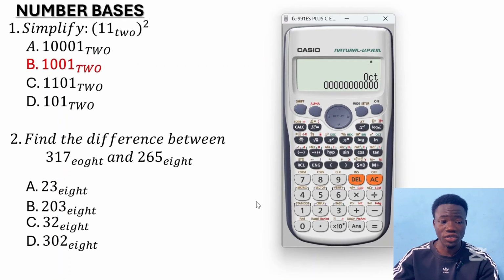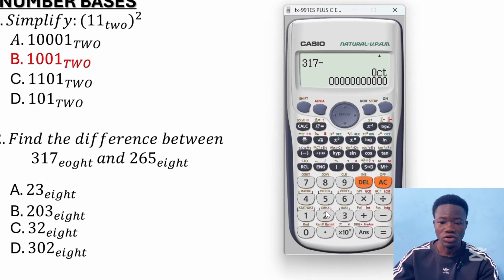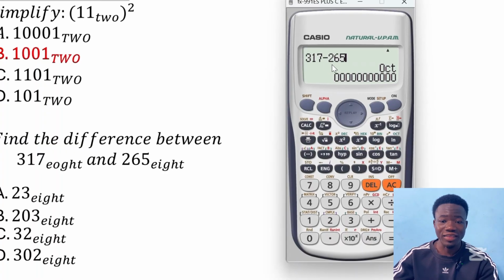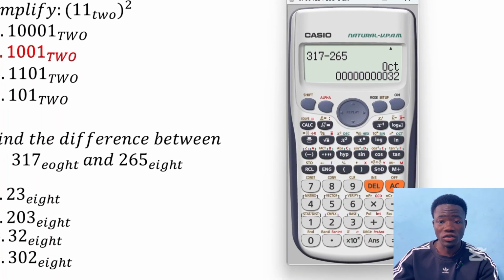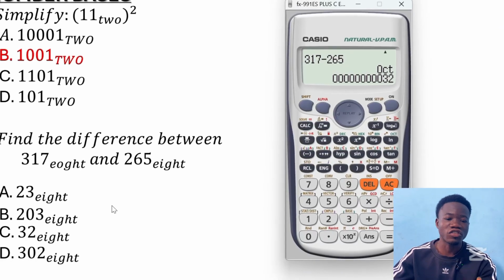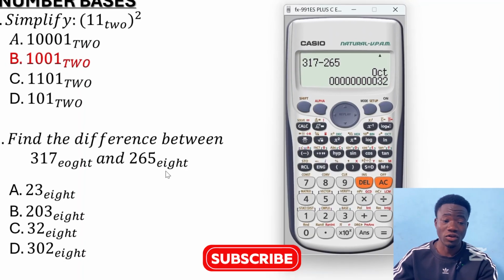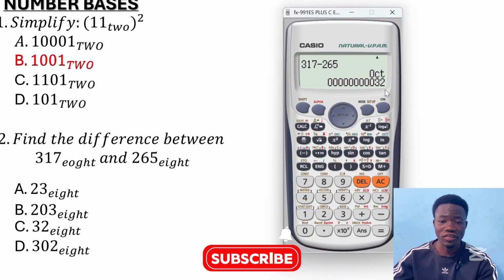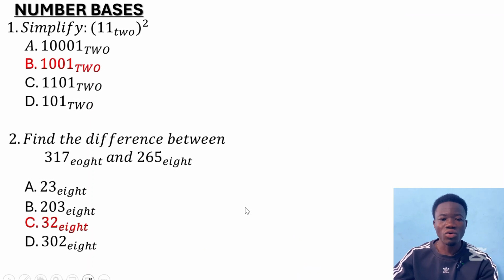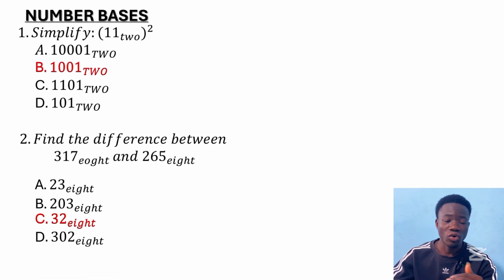You just quickly come and subtract. The difference means subtraction, so you have 317 minus 265, and whatever you are typing here is in base 8. You click the equal sign and your answer is 32, which is C. You see this is so simple. Instead of sitting down to expand all these or subtract, which is a long process, just key it in and your answer is 32. So it's C. This same method can be used for almost all the number base questions you encounter.